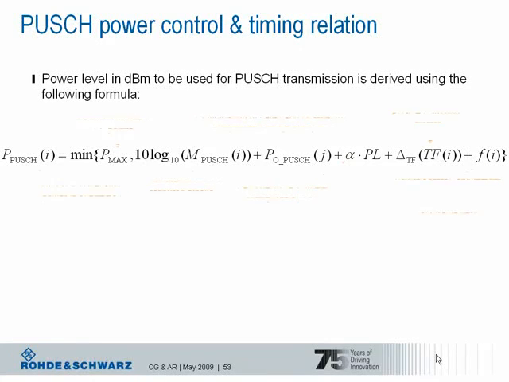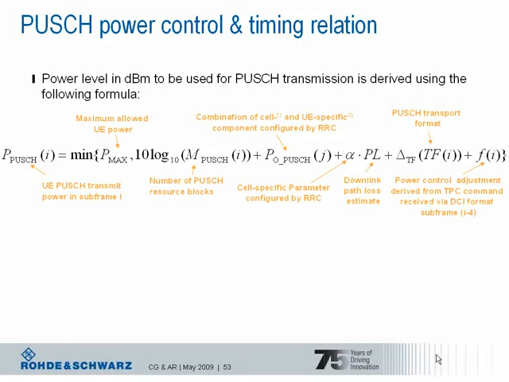Next, the number of resource blocks is important. A number of cell and UE specific parameters is taken into consideration, provided by higher layers, as well as the downlink path loss and the transport format. This information is derived within the DCI format number 0 on the physical downlink control channel, where also the transmit power control information is taken from.